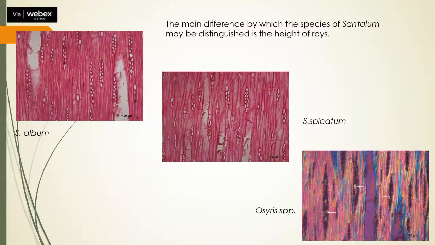You can see here these are the tangential sections. You can see the rays. This is Santalum album, this is Santalum spicatum, and these are the Osyris rays. Here you can see some shining materials. These are the crystals which can be seen in the rays, and this type of crystals cannot be seen in Santalum album.